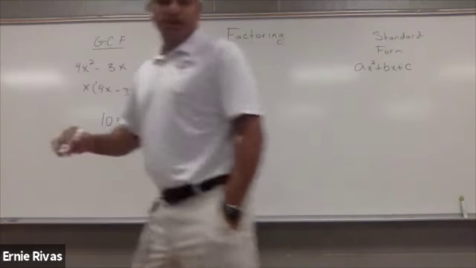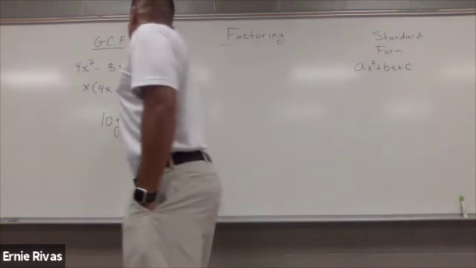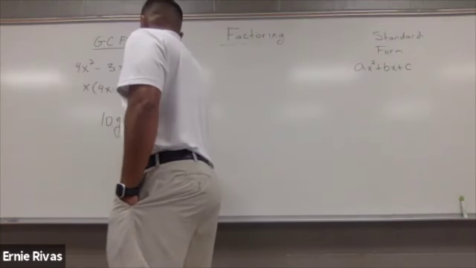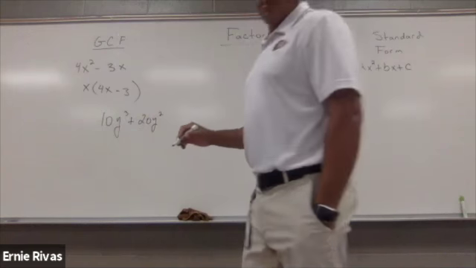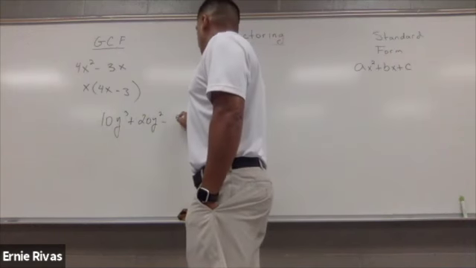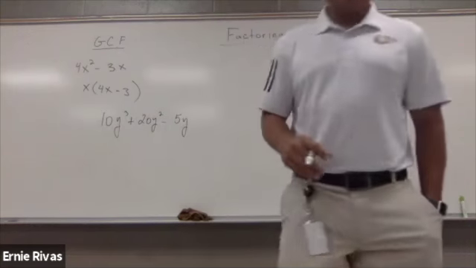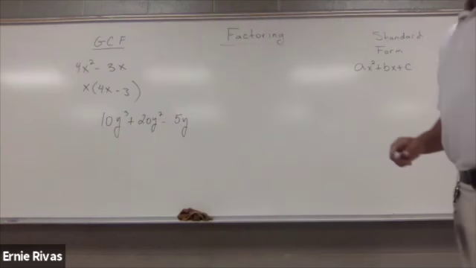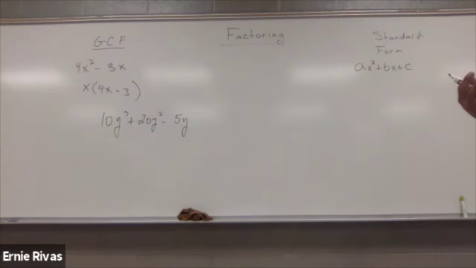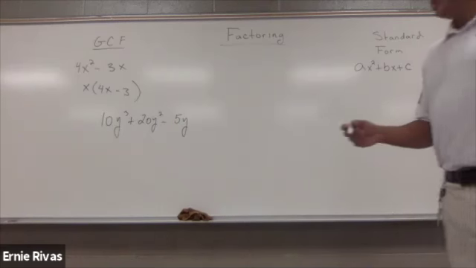All right, well, what if we had something like this? 10y cubed plus 20y squared minus 5y. So look at the numbers. What's the common factor between the numbers? 5.